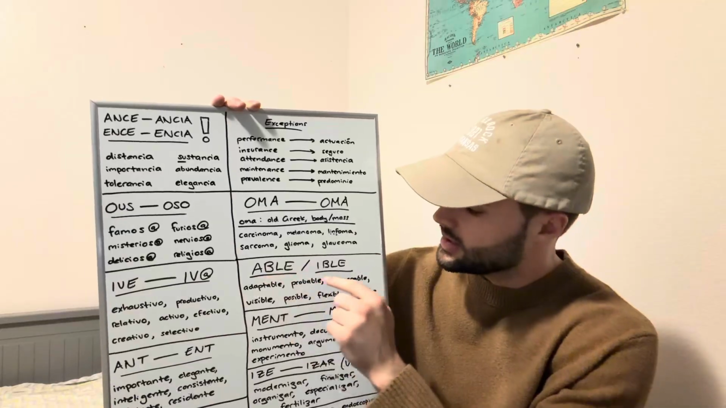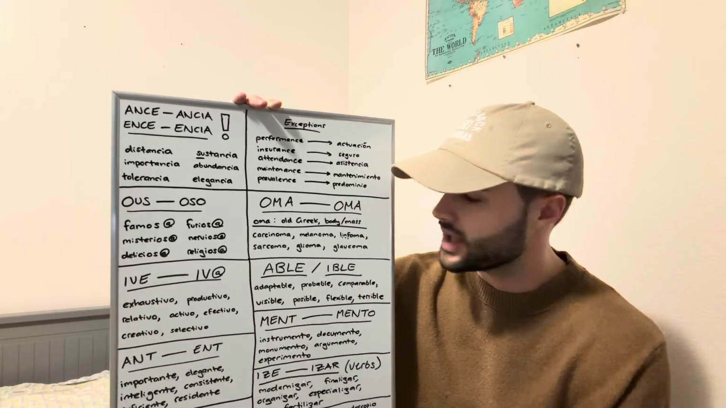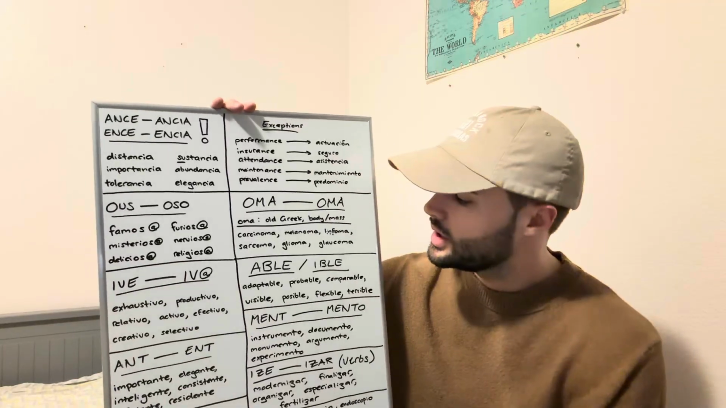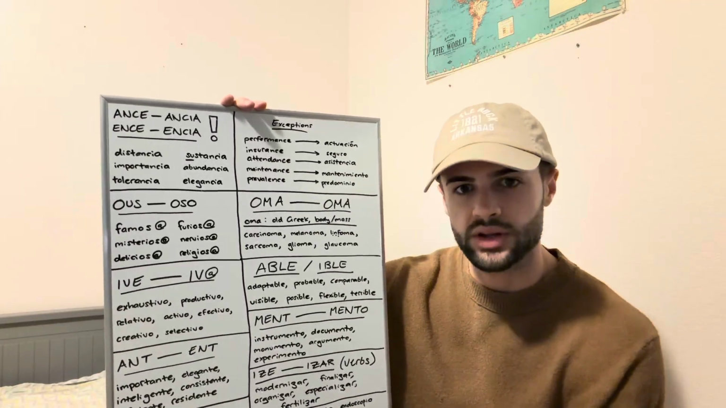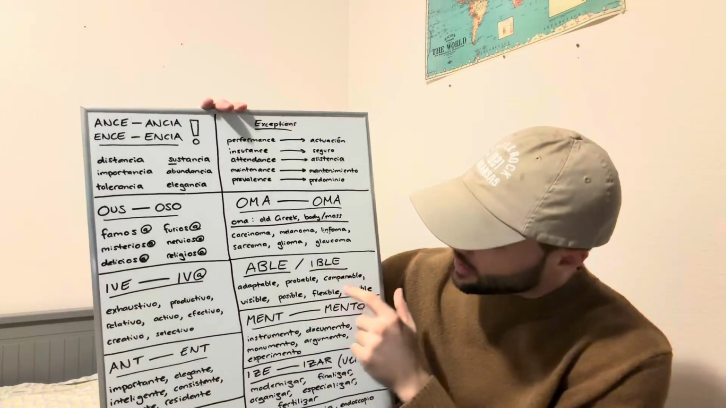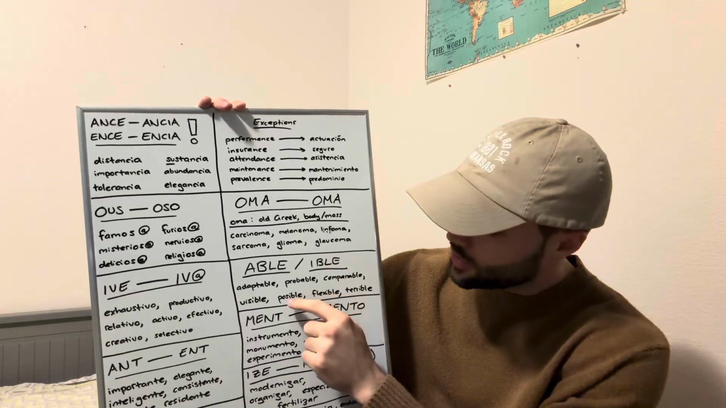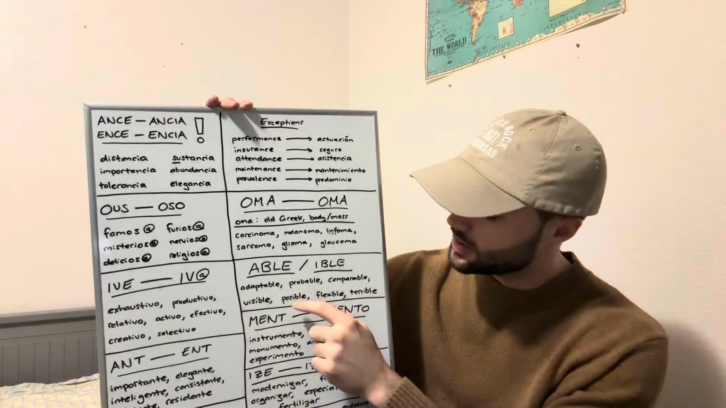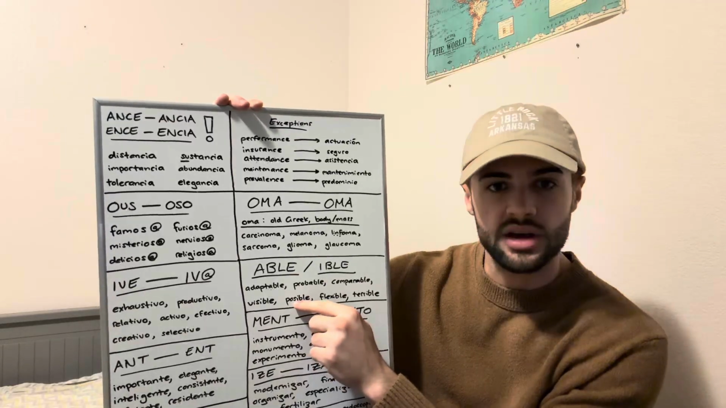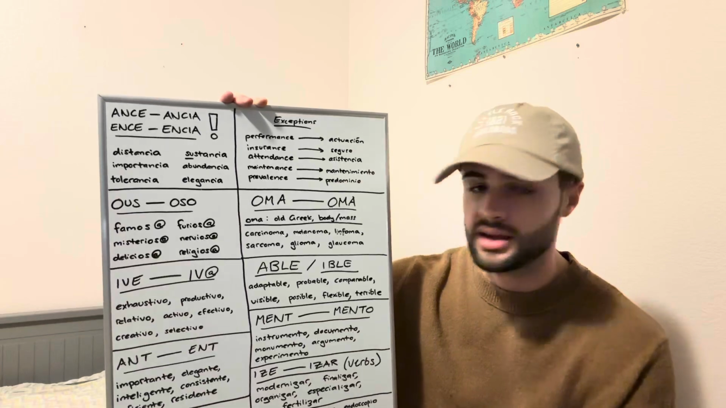Next one, ABLE and IBLE, they just stay the same. Any words with those suffixes of able or ible are going to stay the same with very little exception. Adaptable, probable, comparable, visible, posible, flexible, terrible. Note another spelling rule that perhaps we can cover in a future video: the double S of the word possible gets dropped. It just changes to one single S in posible.